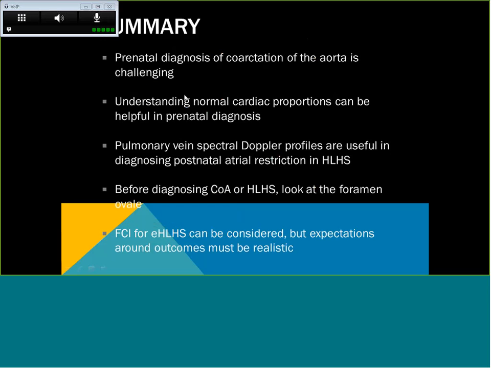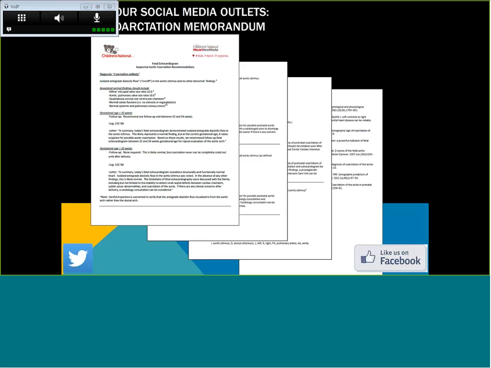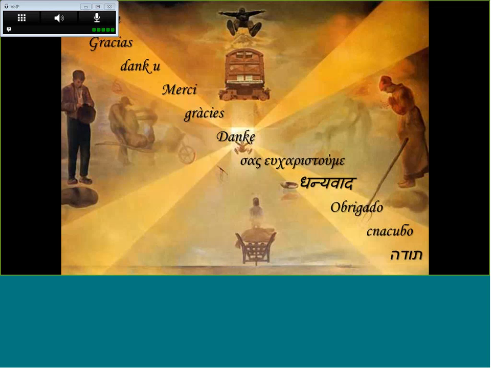So I know we're a little bit pressed for time, but hopefully you all have a sense now of the challenge of diagnosing coarctation in utero. And hopefully you understand normal cardiac proportions and how abnormal cardiac proportions can be helpful. You understand the utility of the pulmonary vein spectral Doppler profile and HLHS. You understand the importance of looking at the foramen ovale, and a little bit about fetal cardiac intervention for those rare cases of aortic stenosis and evolving hypoplastic left heart. And this is our fetal checklist, which you're able to take a look at anytime if you'd like. So that's it. Thank you.